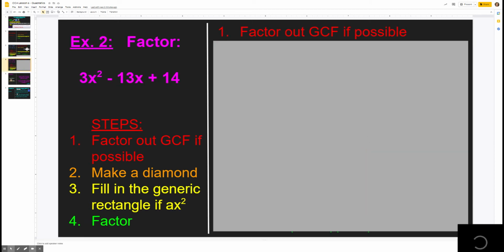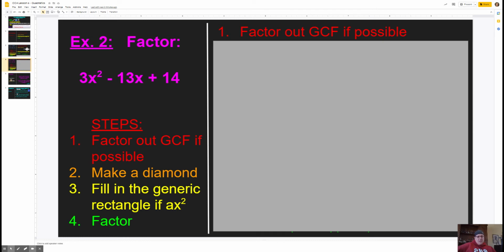All right, so this time we're going to factor 3x squared minus 13x plus 14. So go ahead and write that down. You can unclick your raise hand button as well. Giselle, good morning. Glad you made it. All right, so 3x squared minus 13x plus 14. So the first question you ask yourself, is there anything I can take out of 3, 13, and 14 in terms of a greatest common factor?